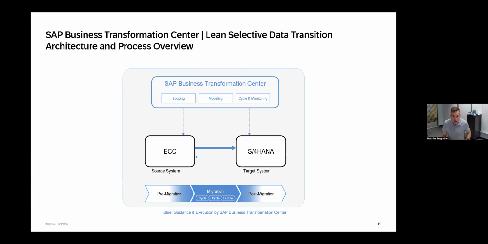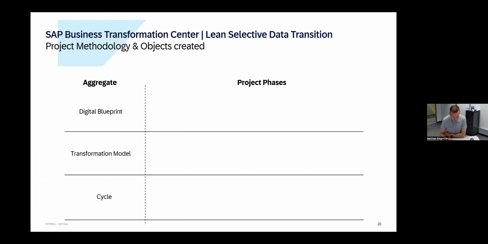Just this month, another 2 go-lives. So we have also with Business Transformation Center and the Lean Selective Data Transition already several productive conversions done. There is also an upcoming go-live this weekend. So quite heavy adoption, and also many productive customers on S4 now having migrated with the Business Transformation Center, Lean Selective Data Transition. So just to put this into perspective.